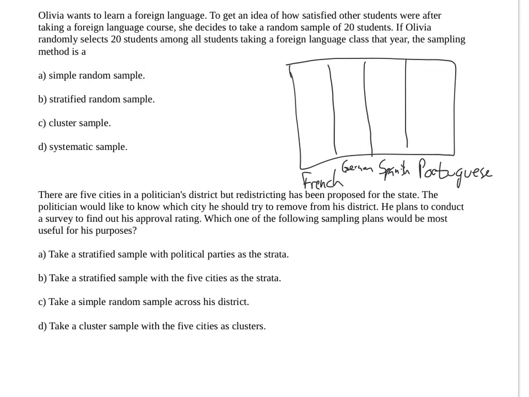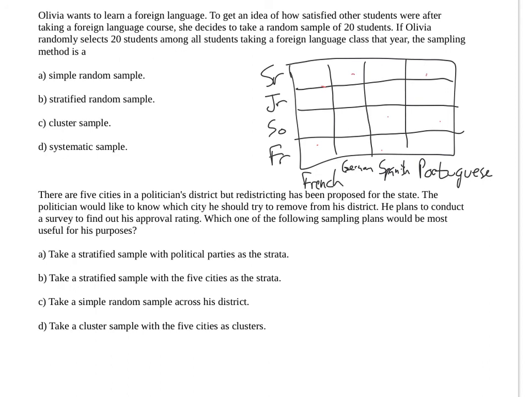You may also have, for example, different grade levels. So you might have senior, junior, sophomore, and freshman. You got all these different layers, all these different groups. What Olivia is doing is she's just going to randomly select 20 people. So she's just going to go la la la la la la la.